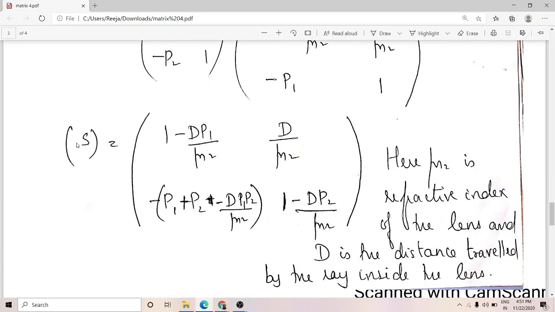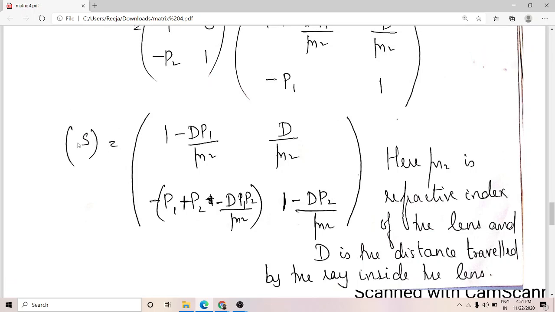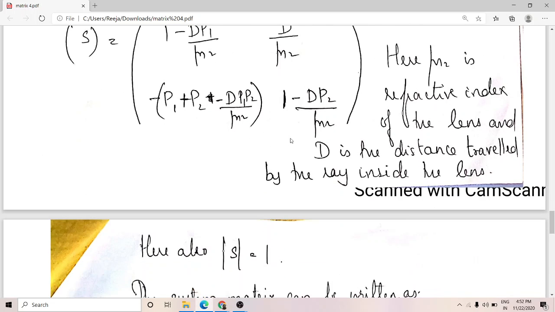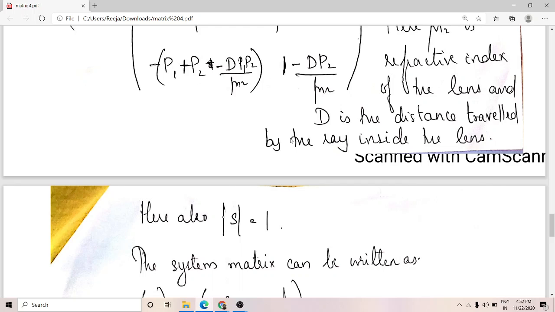So the system matrix for the case when a ray passes through a double convex lens is given by the matrix with entries 1 minus D P1 by mu2, D by mu2, minus of P1 plus P2 minus D P1 P2 by mu2, and 1 minus D P2 by mu2. Here mu2 is the refractive index of the lens and capital D is the distance travelled by the ray inside the lens, that is, the translational distance covered inside the lens. So we got the system matrix. If I find the determinant of the system matrix, you will get it as 1.